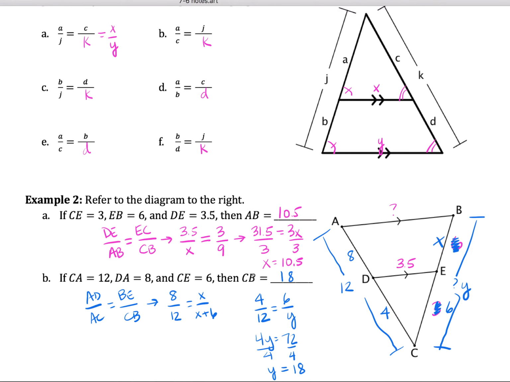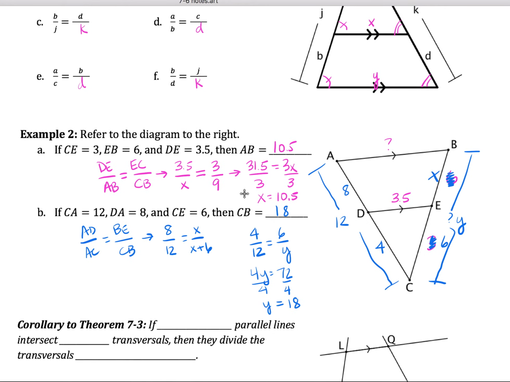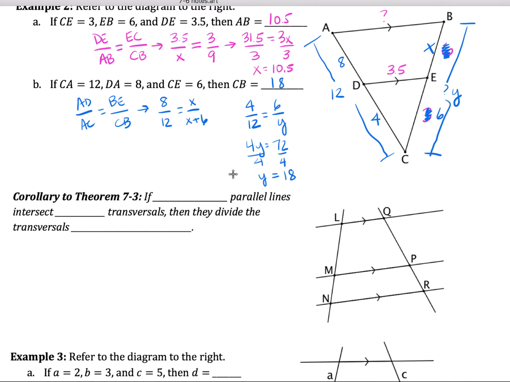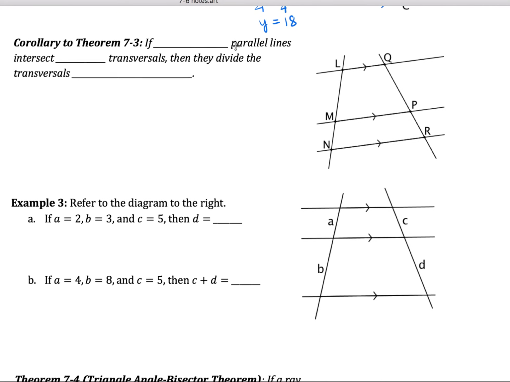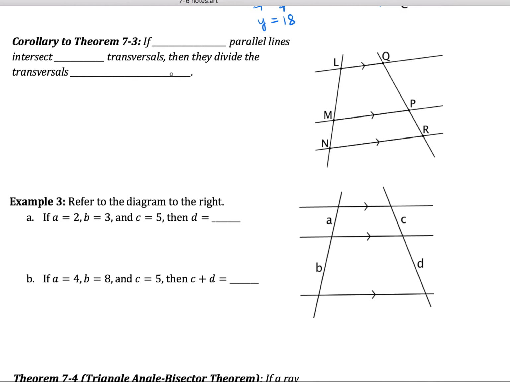Now let's see what else there is to take a look at for this section. There's going to be a corollary to the triangle proportionality theorem. It's going to say if 3 parallel lines intersect 2 transversals, then they divide the transversals proportionally. So a slightly different scenario. We don't have a triangle now in this scenario, but we do have 3 parallel lines intersecting 2 different transversals.